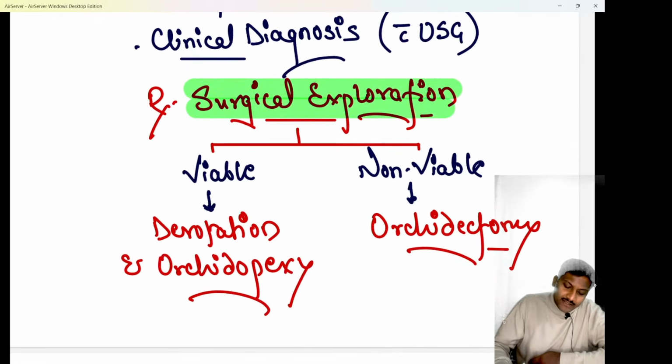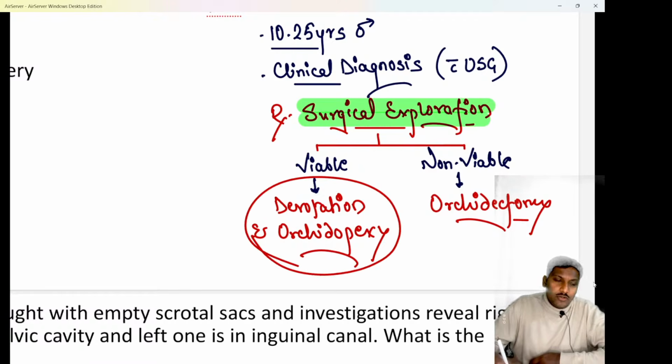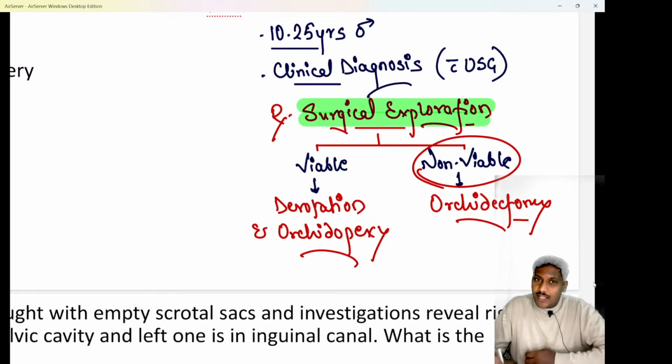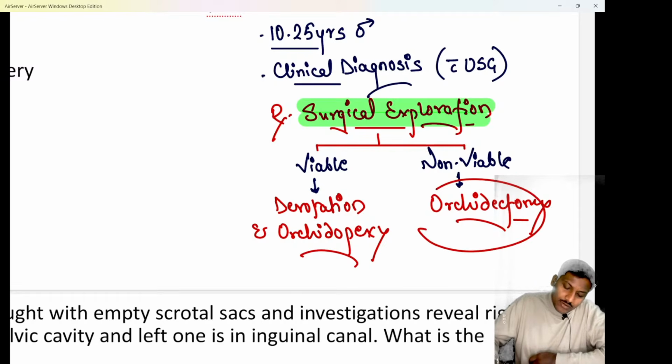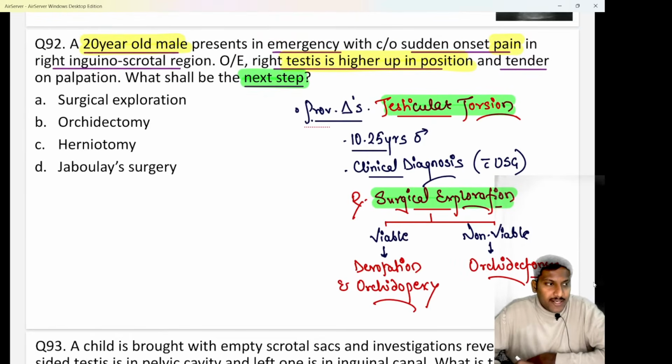You will start finding the testis, and when you start the surgical exploration, if you see that the testis is viable, that means the testis has not undergone necrosis yet, you have to go for a derotation and orchidopexy. Pexy is a fixation. Okay? So if the testis is viable, do an orchidopexy after derotation. And if the testis is non-viable, meaning the testis has already undergone necrosis, then you have to remove the testis. That is an orchidectomy. If the testis is non-viable, then you have to remove the testis. That is known as an orchidectomy basically. Hopefully clear. So do remember this point.